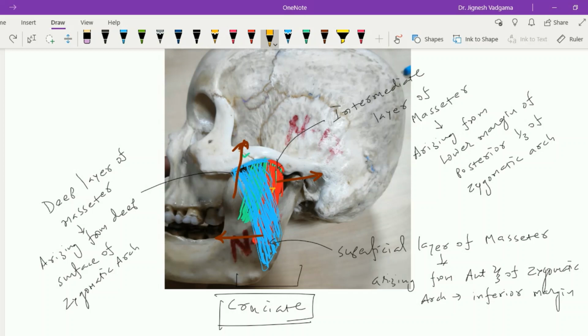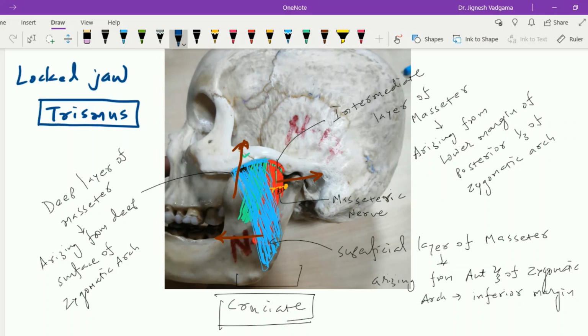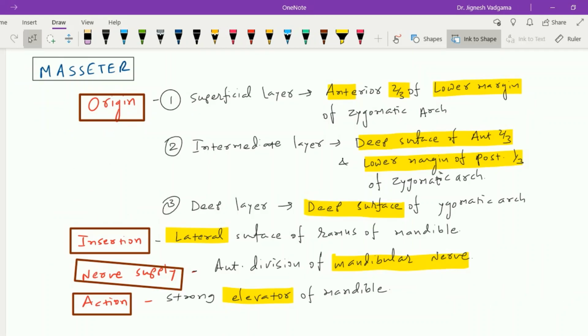From its deep surface it passes through the masseteric notch. The tonic spasm of both the masseters is the characteristic symptom of tetanus, and this condition is called trismus, which produces the locked jaw. You can pause this slide and revise the details of the masseter muscle.